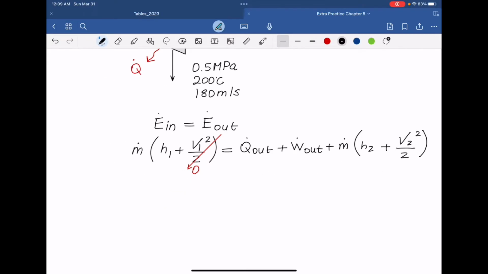Now, after we formulate our energy balance, to be able to solve it for the heat, we need to plug in the numbers. And for H1 and H2, we need to look at them from the tables. So for pressure 6 megapascal and temperature at the inlet to be 600 degrees Celsius, from steam tables, we read the enthalpy at the inlet to be this value.